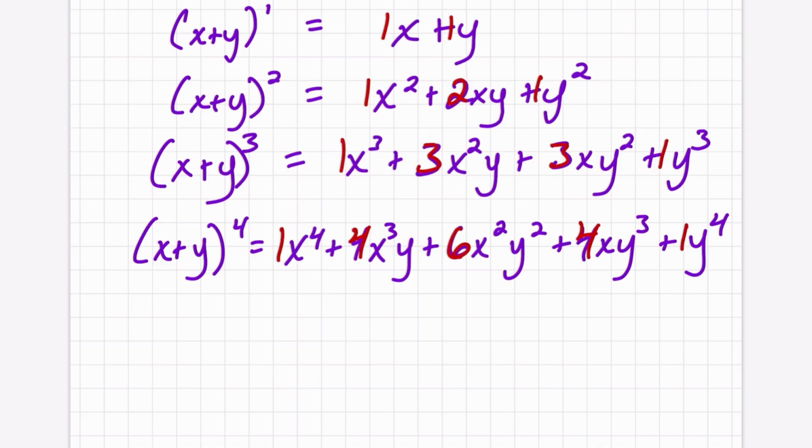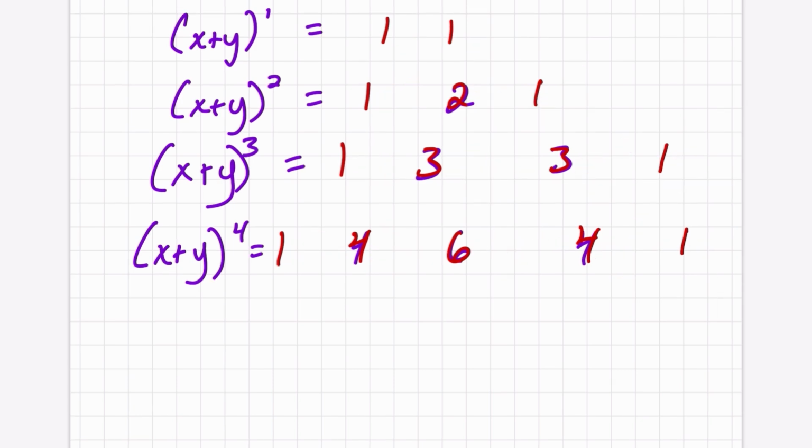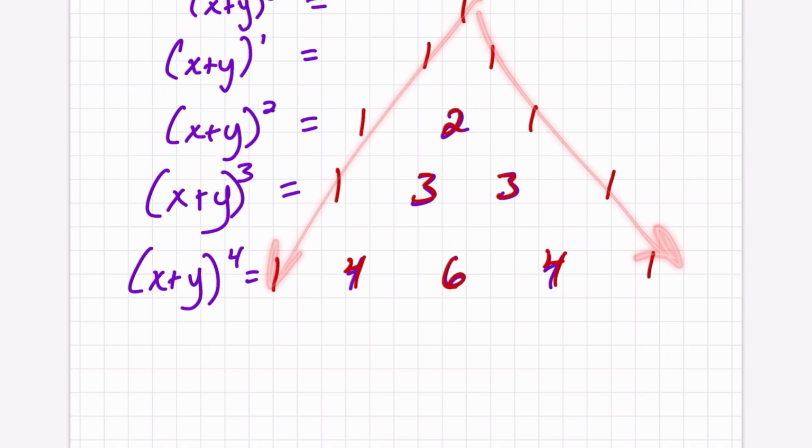Now, if I were to take those coefficients and get rid of all of the variables, then I would have these numbers, 1, 1, 2, 1, etc. Now, one thing I did not include was if I had the binomial x plus y to the power of 0, which would be equal to 1. These numbers here are Pascal's triangle.